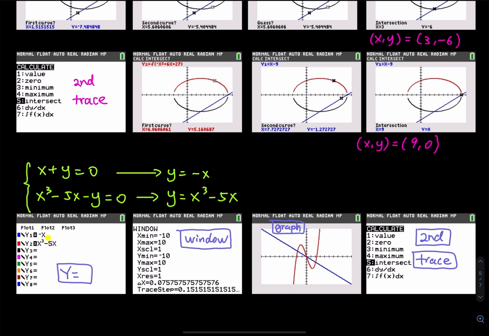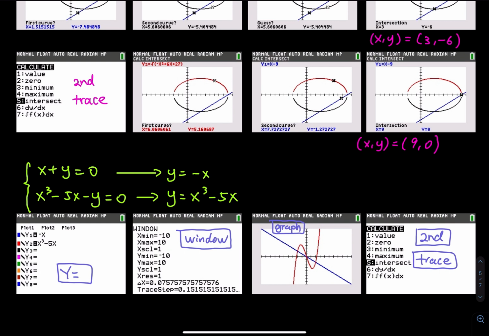Remember, the minus and the negative are not the same. Negative is in parentheses. That is right next to the decimal key, all the way on the bottom line, close to the decimal key and the enter key. That is where the negative is. Minus is just a minus. So if you get a syntax error, you might have mixed up the minus and the negative.